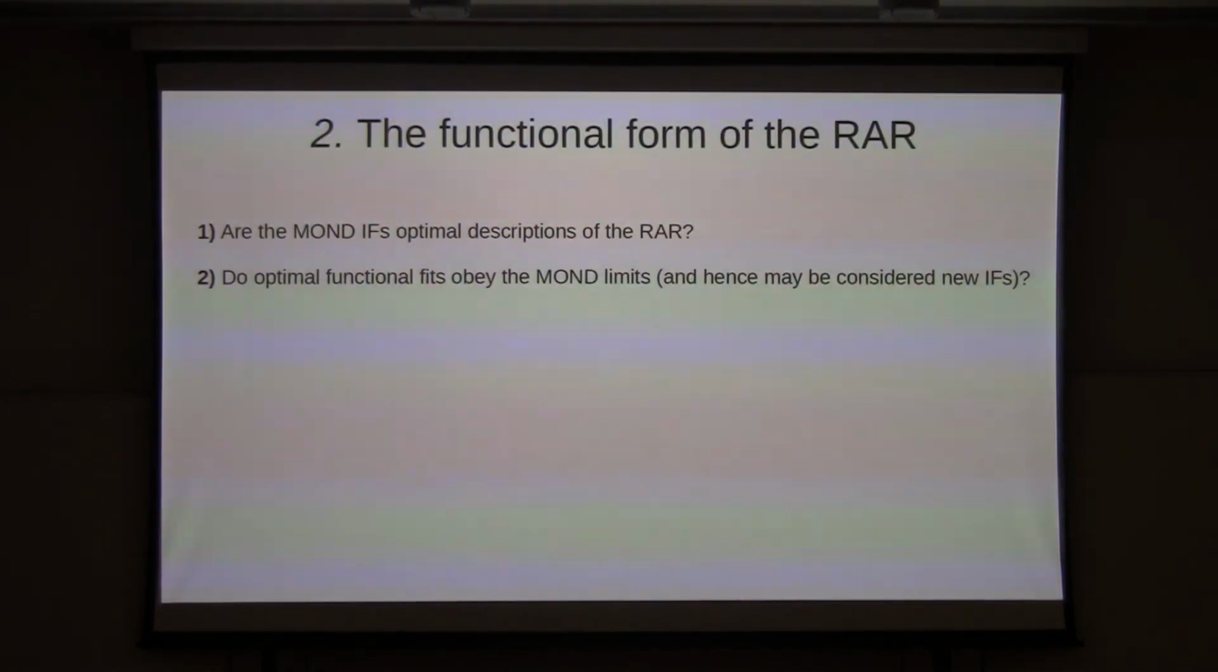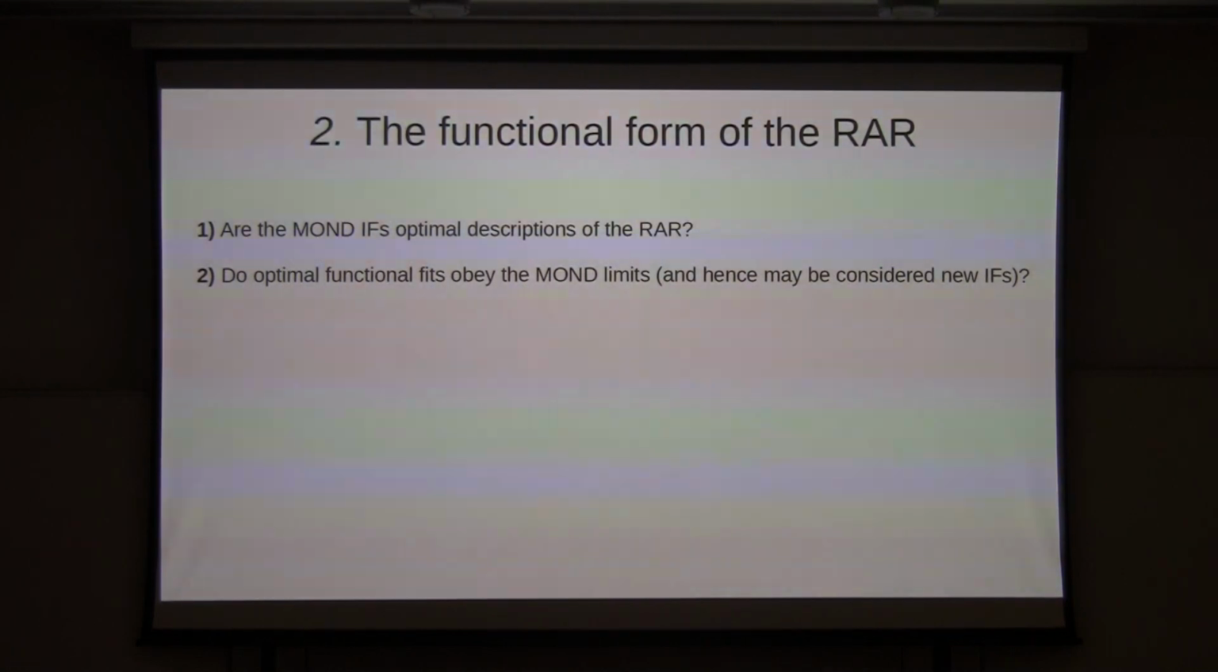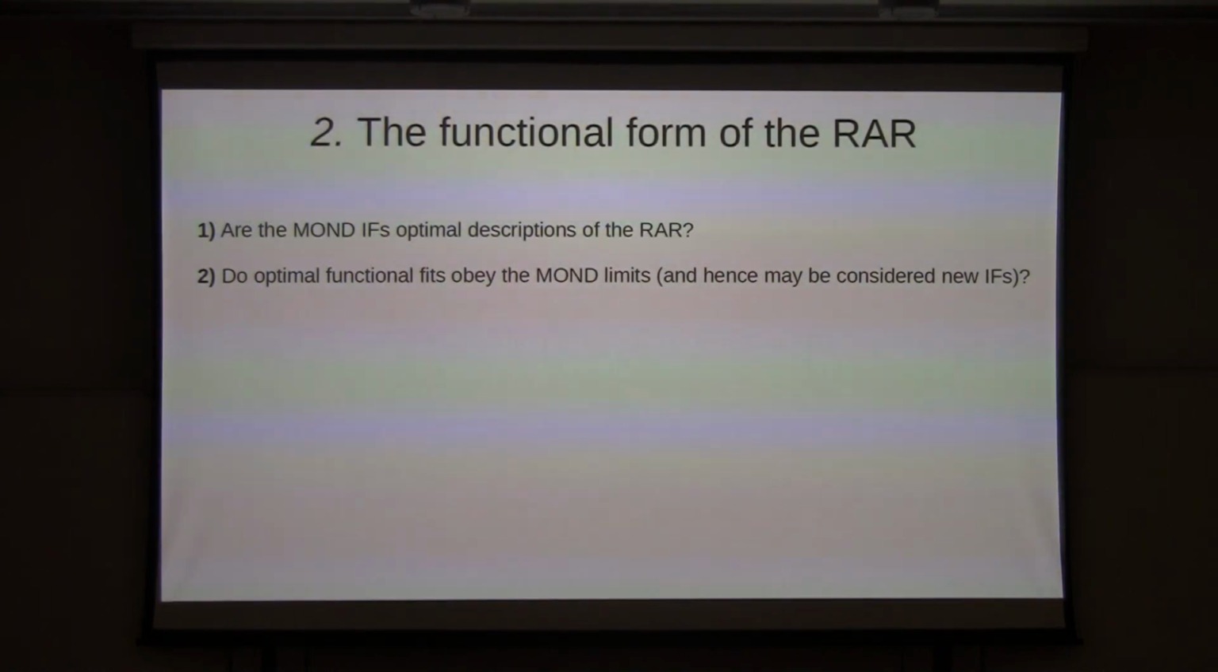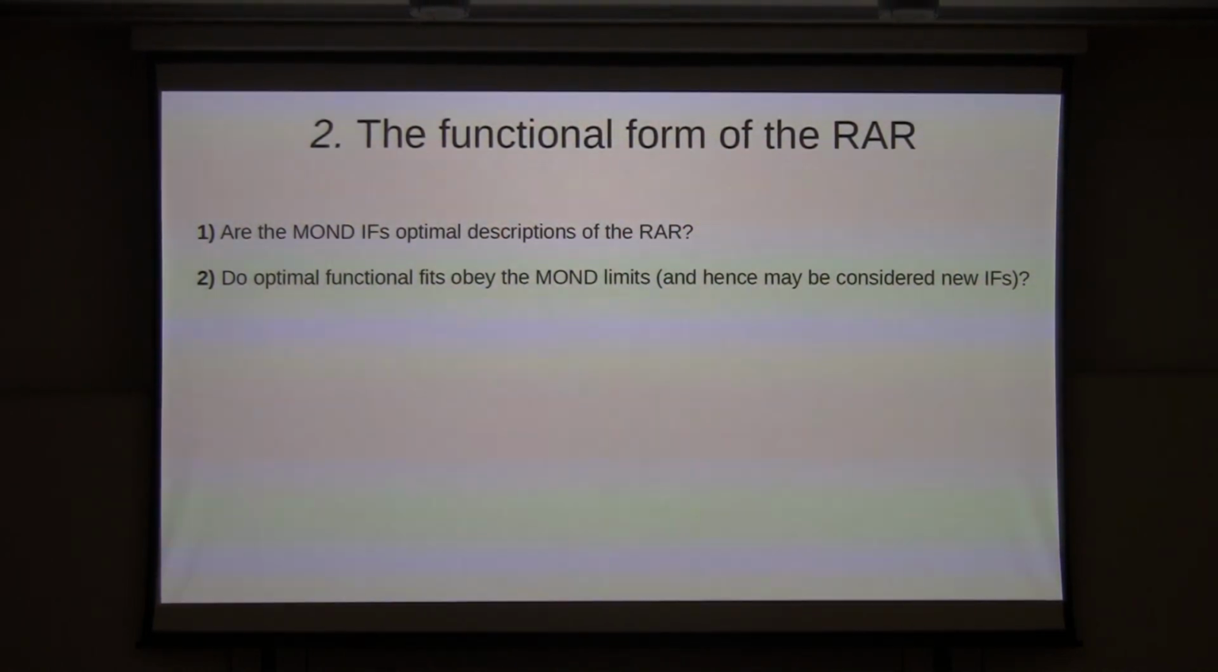Okay, so that's it for my first analysis. Second, I want to know what the functional form of the radial acceleration relation is. So, for example, are the interpolating functions that people have been using to fit the RAR in the past the best descriptions of the data? And more generally, do the best descriptions, whatever they are, satisfy the MOND limits, which means they could be considered new interpolating functions?